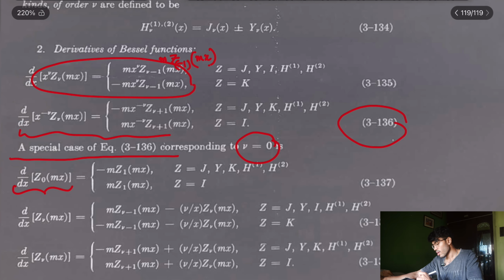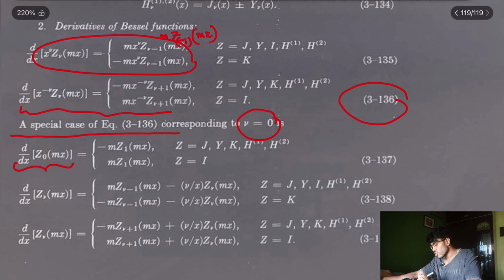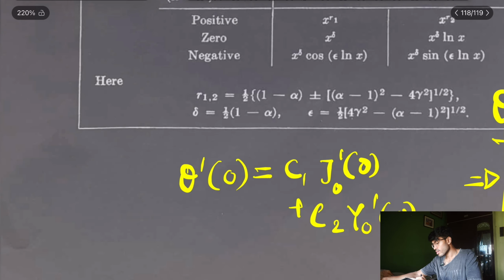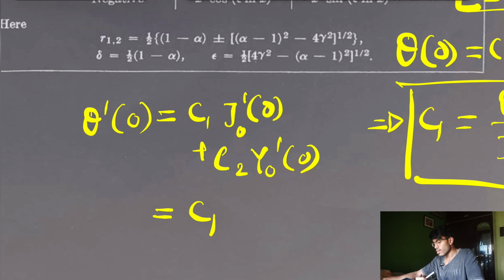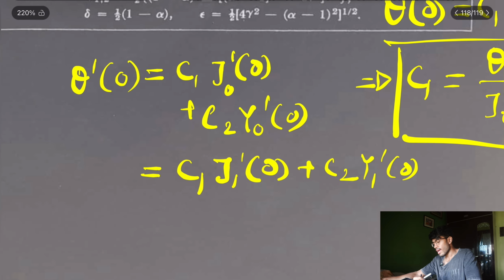But have you understood? Let us see actually, if I am having here Z0, then Y0 becomes Y1, obviously there is a minus m here, and J0 becomes J1. So this thing will become C1 J1 dash of 0 plus C2 Y1 dash of 0, and there will be a minus m factor that I can take out.